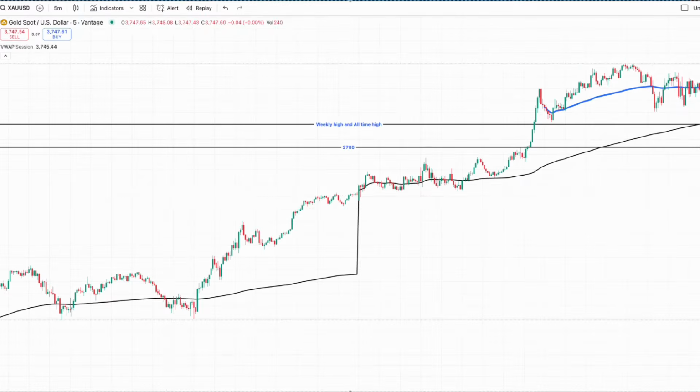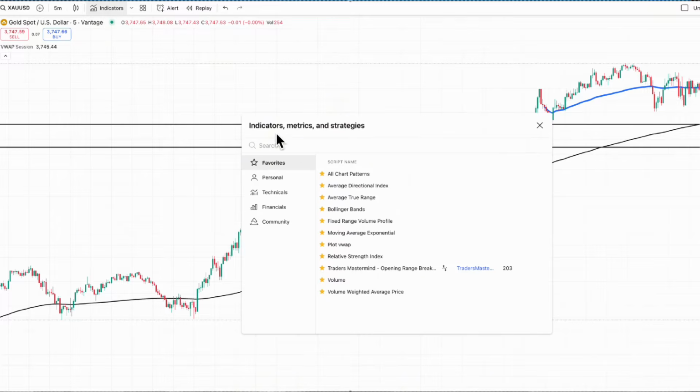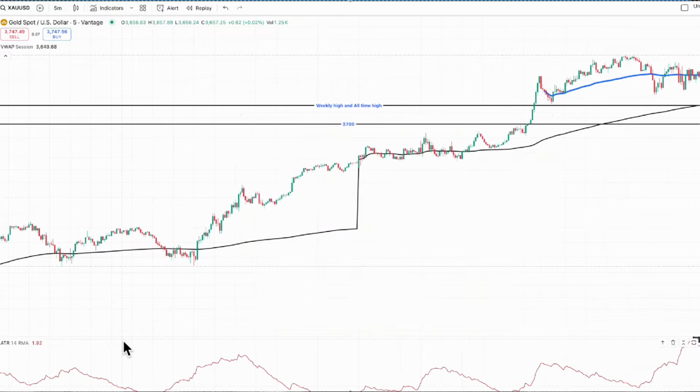We also want to add the ATR, the 14-period ATR on the 5-minute chart to set stops so that each trade risks the same cash regardless of the volatility.